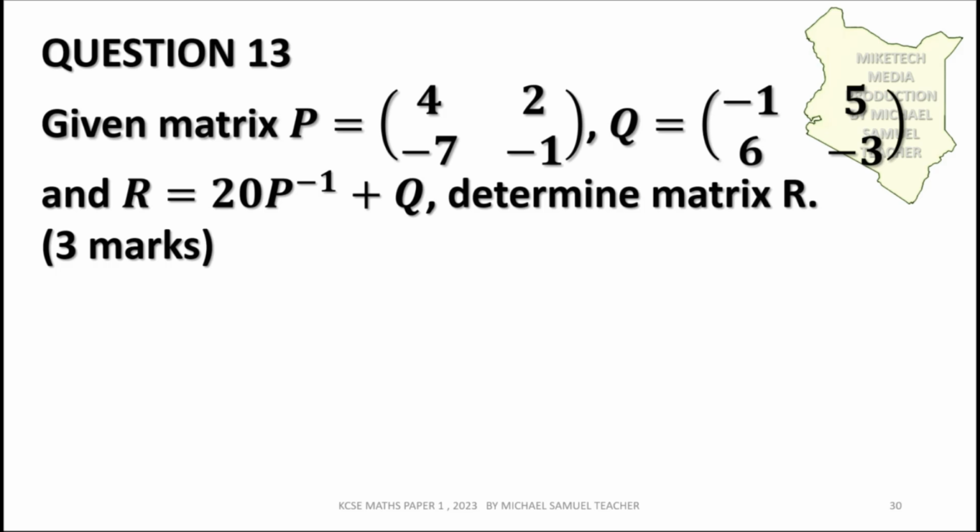Then question 13. Given matrix P, which is 4, 2, minus 7, minus 1, then matrix Q, minus 1, 5, 6, minus 3, and R is equal to 20, the inverse of P plus Q. Determine matrix R.